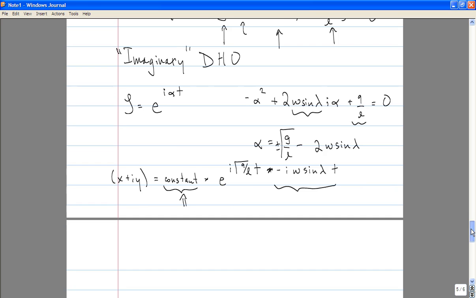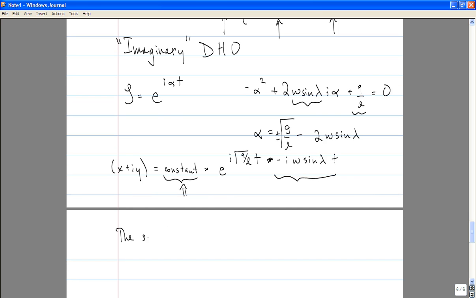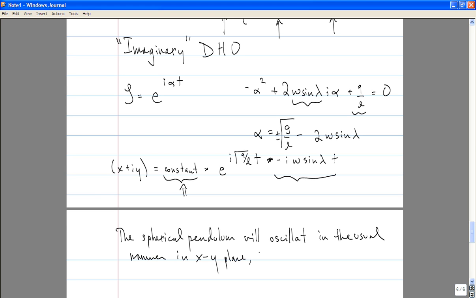So just to summarize, the spherical pendulum will oscillate in the usual manner in the xy plane, but the axis of rotation, the axis of oscillation, will rotate with a period 2 pi over omega sine lambda.